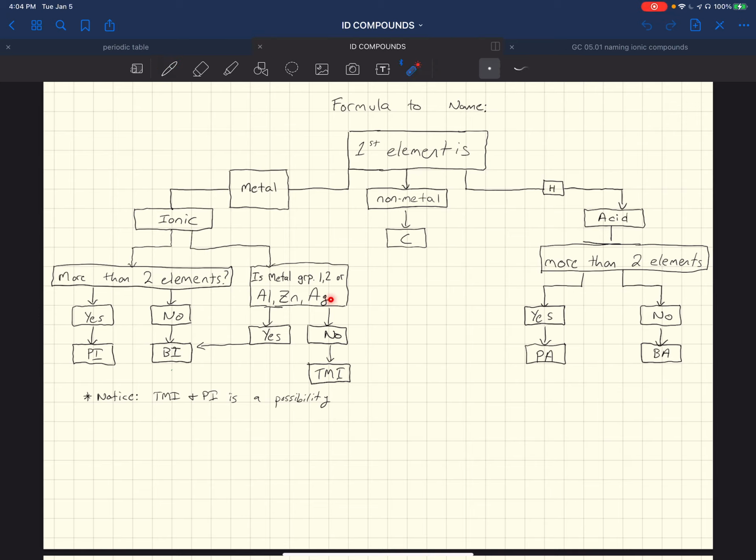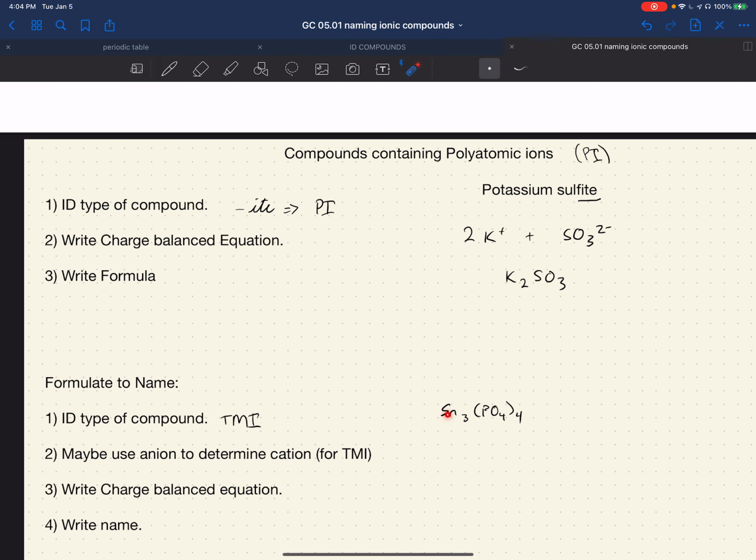However, we are not done yet, okay? Because there are 2 kind of branches in the ionic. Are there more than 2 elements? Well, yes, there are more than 2 elements. There's 1, 2, 3 elements, which means that I also have a polyatomic ionic. So keep in mind that transition metal ionic and polyatomic ionic is a combination that is possible, okay? Now, realistically, I could say that transition metal ionic and binary ionic is also possible. If you want to do that, I'm totally fine with it, okay?